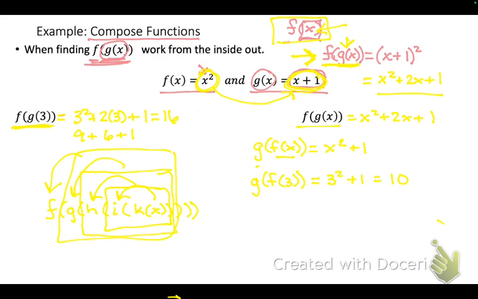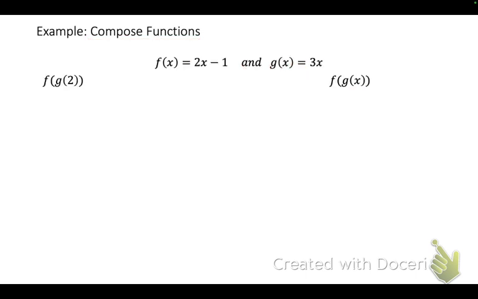So let's do another one. Okay, so this one has f of g of 2 first, but wouldn't it make more sense to do f of g of x and then plug in the 2? Yep, so we're going to do this one first. So what does that tell me to do? Put g in for x in f of x. So I have 2x minus 1. Well, what's x going to become? 3x. So 2 times 3x minus 1.